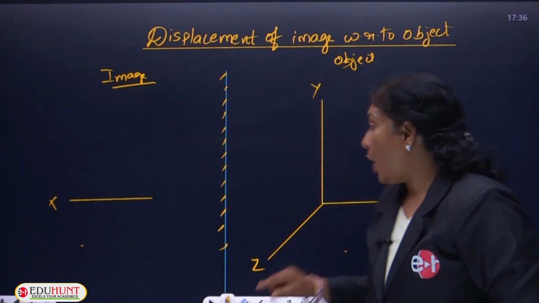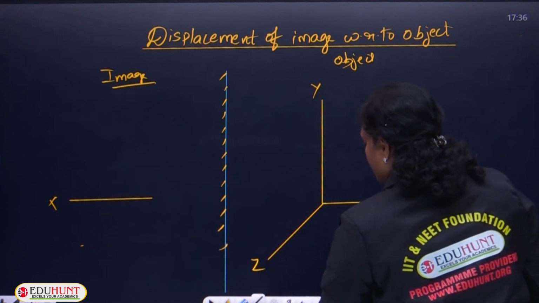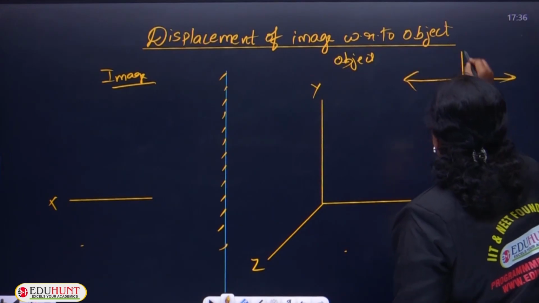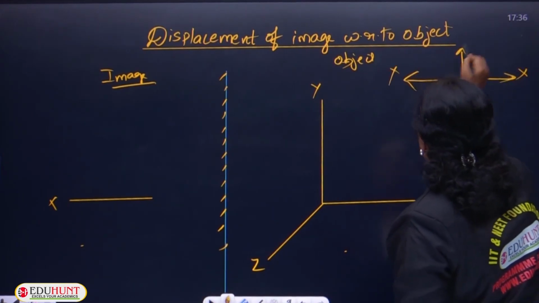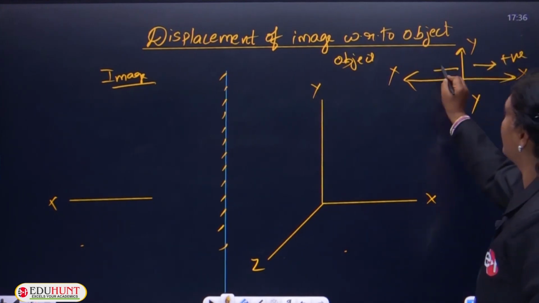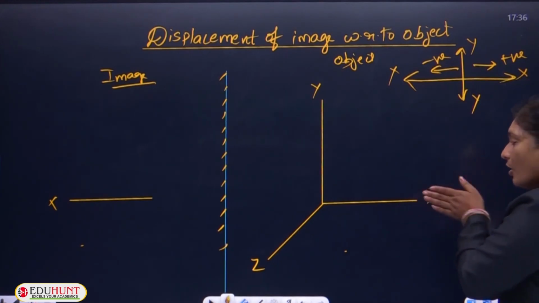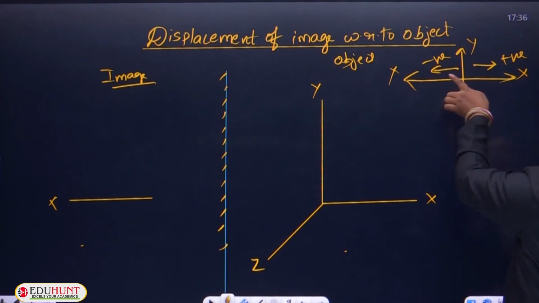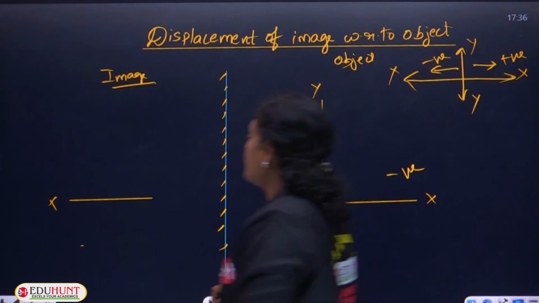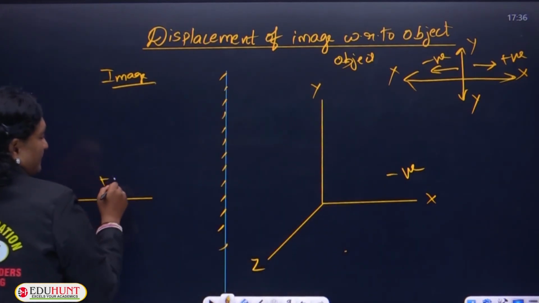If the object moves towards the left side, in the number line if you observe, x-axis and y-axis, then this indicates your positive values and here indicates your negative values. So whenever the object moves towards the negative side, we observe that the image moves towards the positive side.